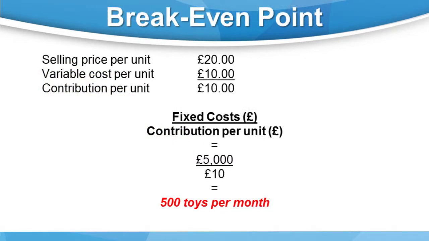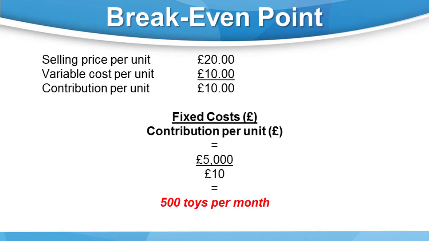Each toy sold makes a contribution of £10 from the selling price of £20 minus the variable costs of £10 per unit. And we need to sell enough toys, making £10 each time, to cover the fixed costs of £5,000. We can calculate this by dividing the fixed costs by the contribution per unit. £5,000 divided by £10 equals 500 units.